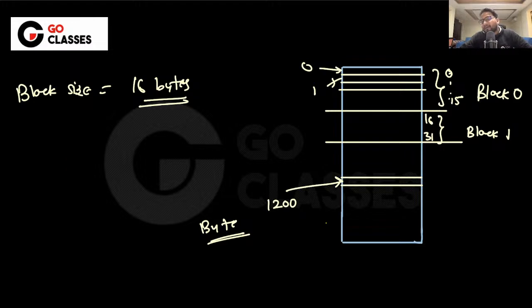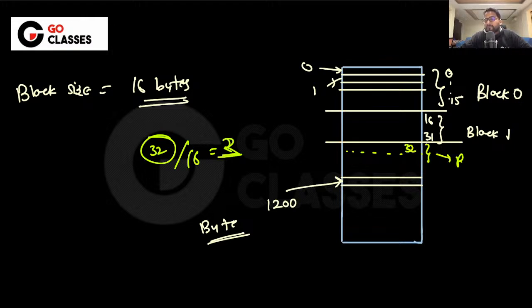So if you want to get the block number, let's suppose I want to get the block number of 32. What is the block number of 32? 32 divided by 16, you are getting 2, right? I mean the integer part is 2. Then 2 is the block number. So you can say that 32 is stored at block number 2.